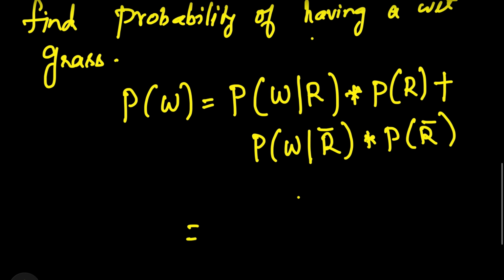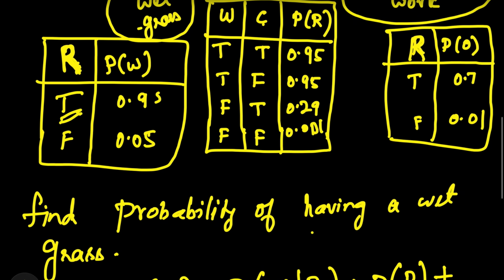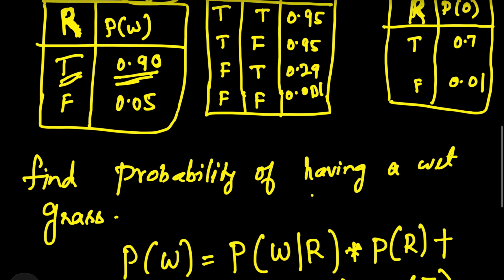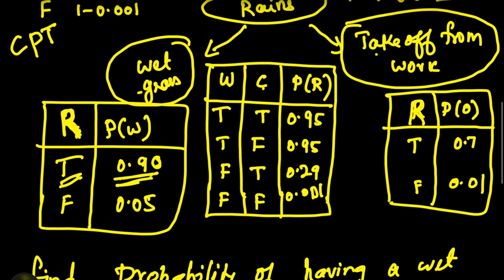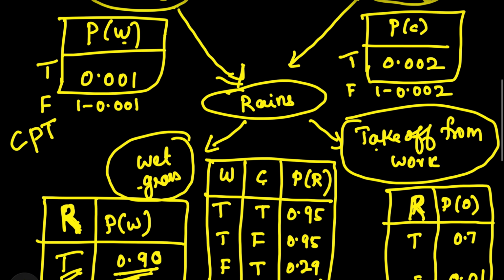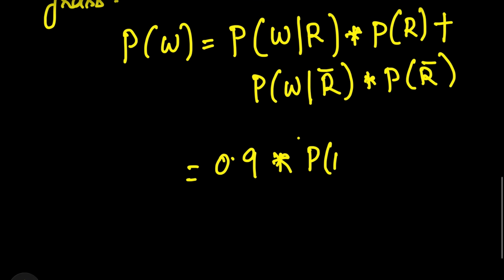Now what is the value of wet grass given R? So we have R equals true, and the value here is 0.9. Let me take it as 0.9 into, and here we have probability of R. So we don't have probability of R directly, since probability of R is dependent on W and C. So there needs to be some kind of calculation, which we keep there like this. We'll come to this later.